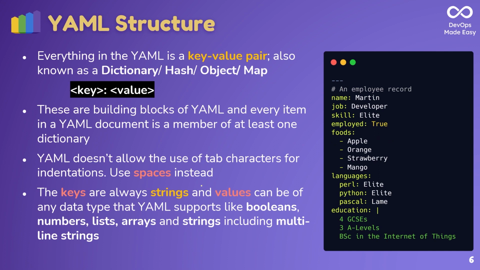And the keys are always strings. So the yellow ones marked here are the keys. The keys are always strings, and values can be anything: a boolean, a string, a list, or a whole multi-line string. It can be anything. We'll see them one by one with examples.